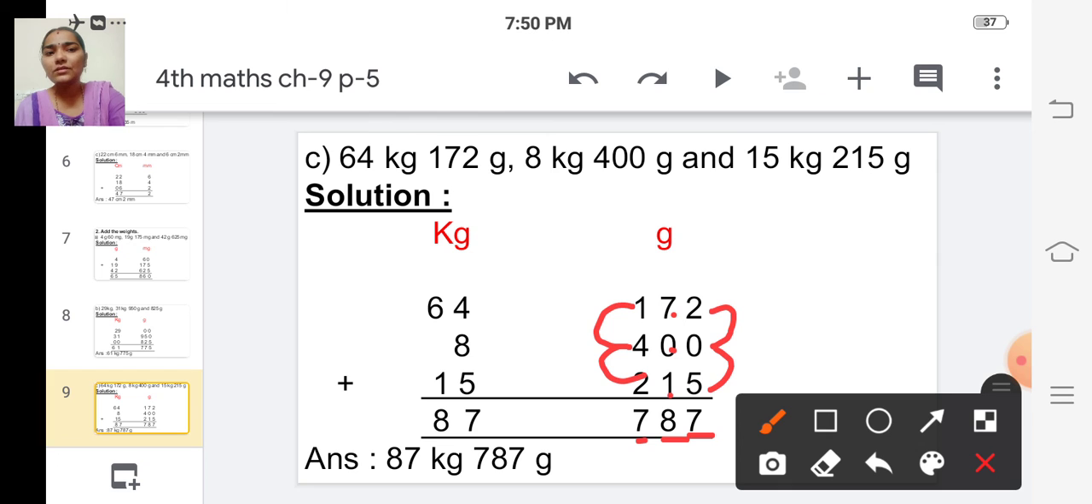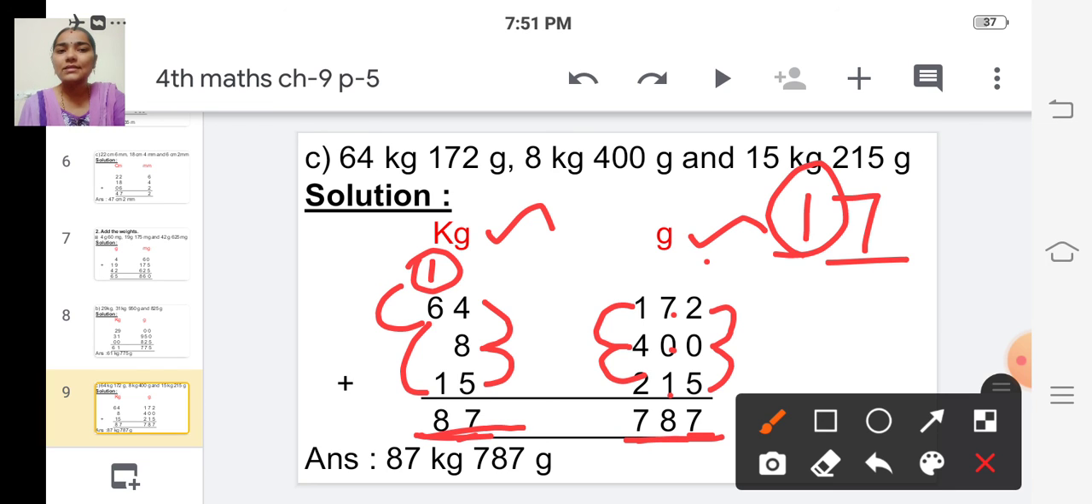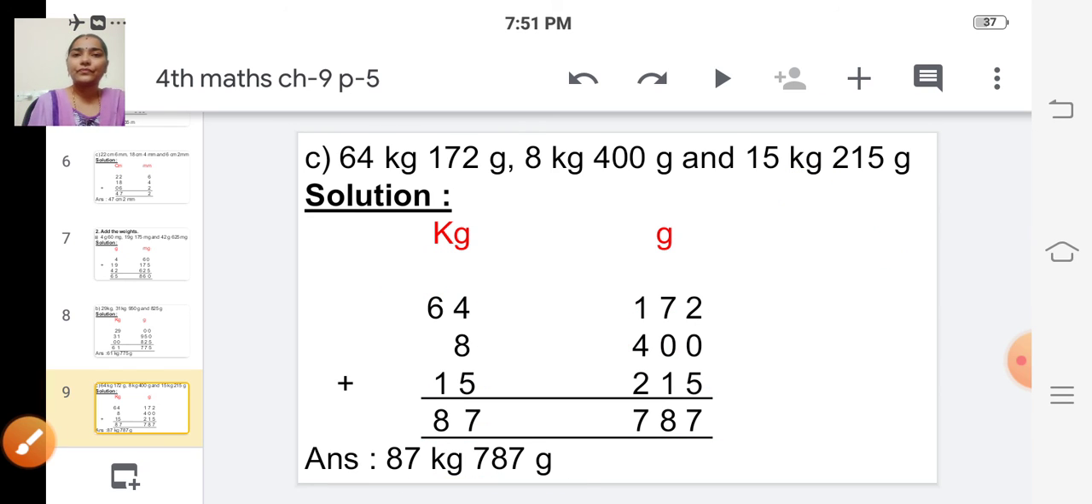Okay, so now here 4 plus 8 is 12 and 12 plus 5 is 17. 17 is a 2-digit number. So write 7 in the answer and carry over 1 to the next place. Okay. So 1 plus 6 is 7 and 7 plus 1 is 8. Okay. So the answer is 87 kilogram and 787 gram. Okay. Answer is 87 kilogram and 787 gram.